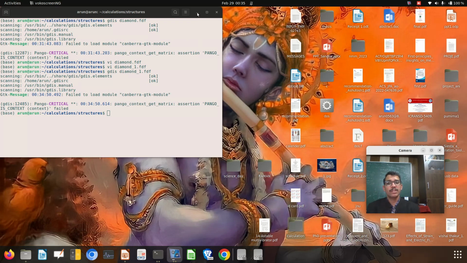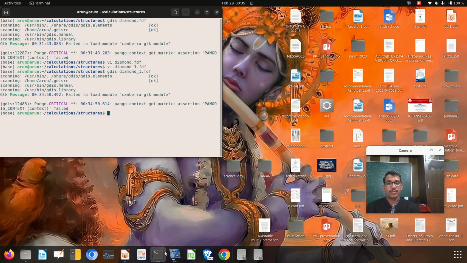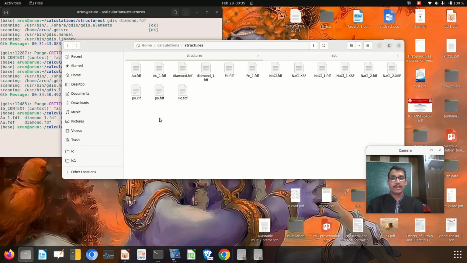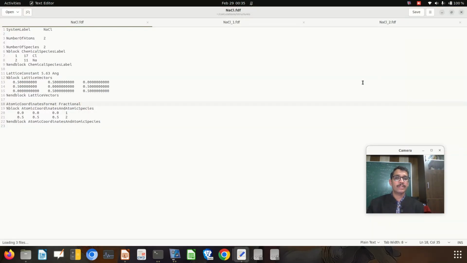Sodium chloride structure is also very interesting. So for that, here I have shown different sodium chloride like structures. For example, this is one sodium chloride structure, this is another, and this is the third one. This is a very interesting comparison.